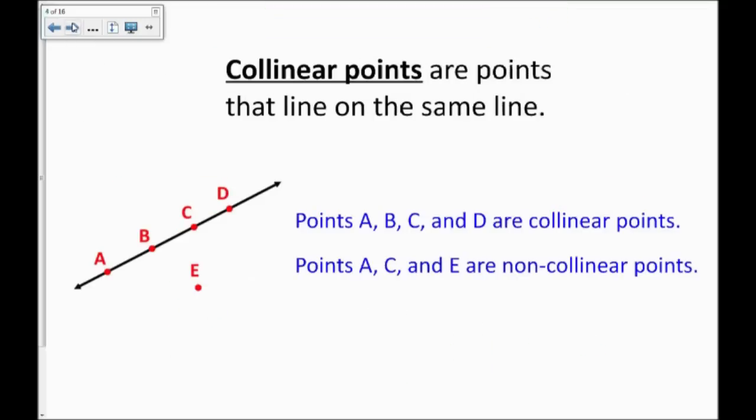Now collinear points are points that lie on the same line. Down here I have a picture, and in this picture, points A, B, C, and D are collinear points because they lie on the same line, or they can be drawn on the same line. Points A, C, and E are non-collinear. They're not collinear because they cannot be drawn on the same line.